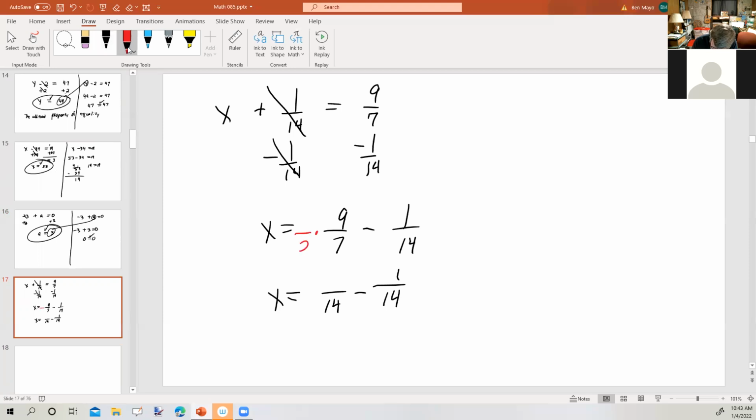I need to take 9/7 and change it to something over 14. If I multiply the denominator by 2, I get a 14 in the denominator. So I must also multiply the numerator by 2. The new numerator becomes 18. So 9/7 can be built up to an equivalent fraction, 18/14.